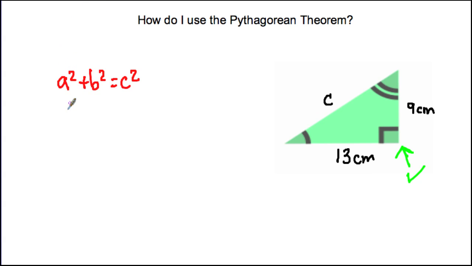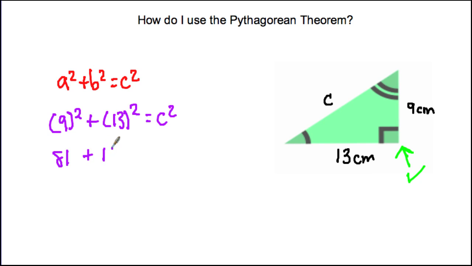So let's work this out. a, I'm going to say, is 9 squared plus 13 squared equals c squared. 9 squared is 81 plus 13 squared is 169. It's helpful to learn some of these square numbers, especially the ones from 1 squared all the way up to 20 squared, and that can make your life a little bit easier. 81 plus 169, that's 80 plus 170, is 250 equals c squared. Now here's where I need to remember that the inverse operation of squaring is square rooting.